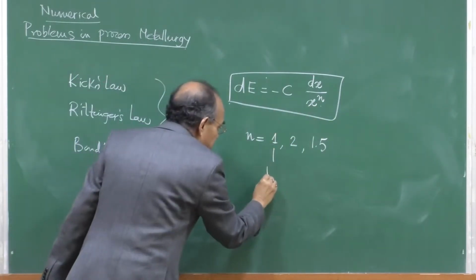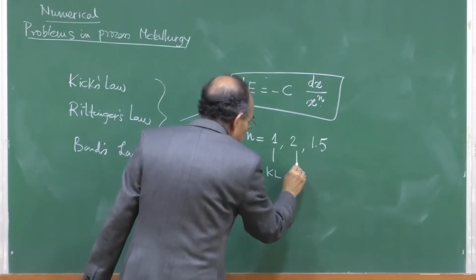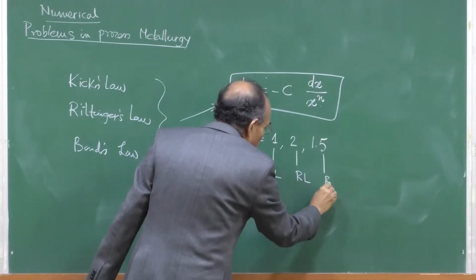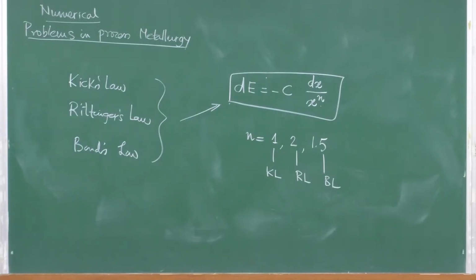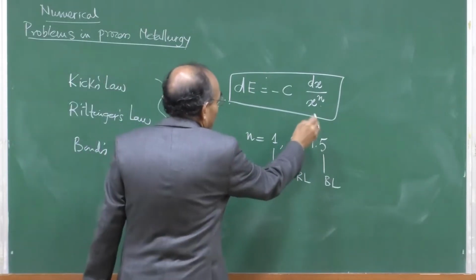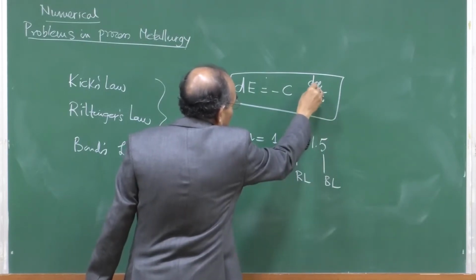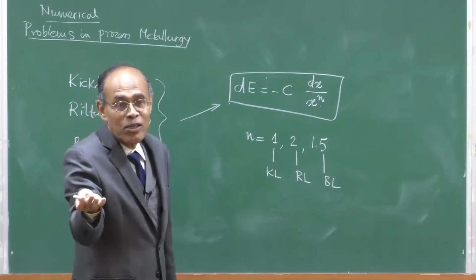So, I will say n is equal to 1 is Stokes law, n is equal to 2 is Rittinger's law, and n is equal to 1.5 is Bond's law. That is what comes out, and you can integrate very easily. If you just put n is equal to 1, so dx with respect to x to the power 1, it is going to be in terms of log.